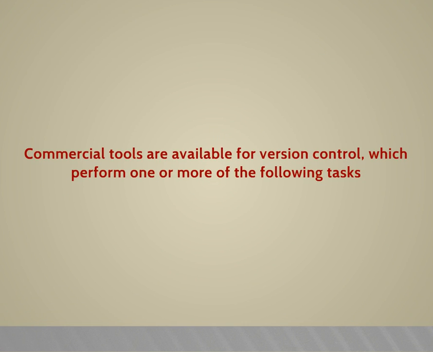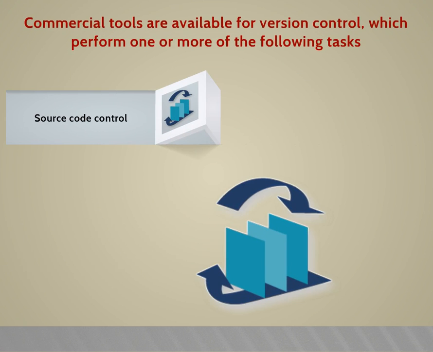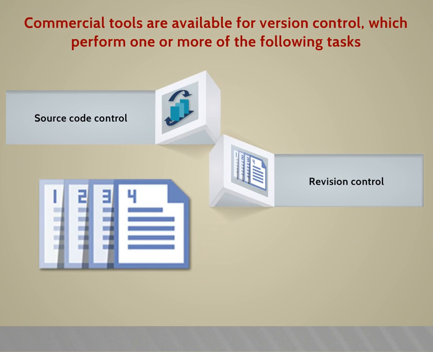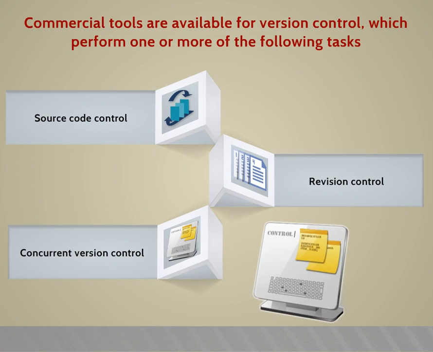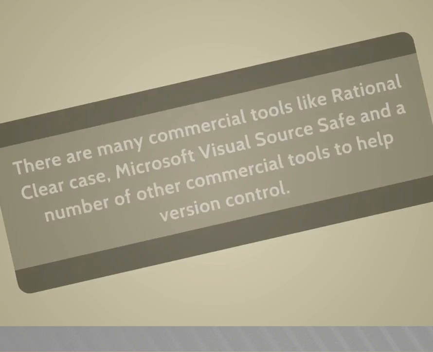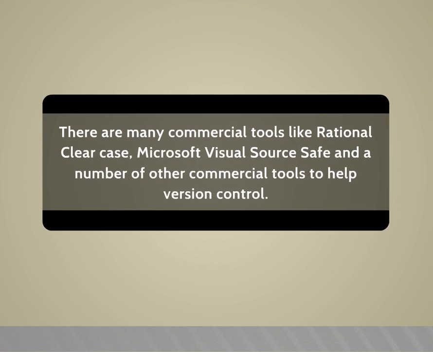Commercial tools are available for version control, which perform one or more of the following tasks: source code control, revision control, concurrent version control. There are many commercial tools like Rational ClearCase, Microsoft Visual Source Safe, and a number of other commercial tools to help version control.